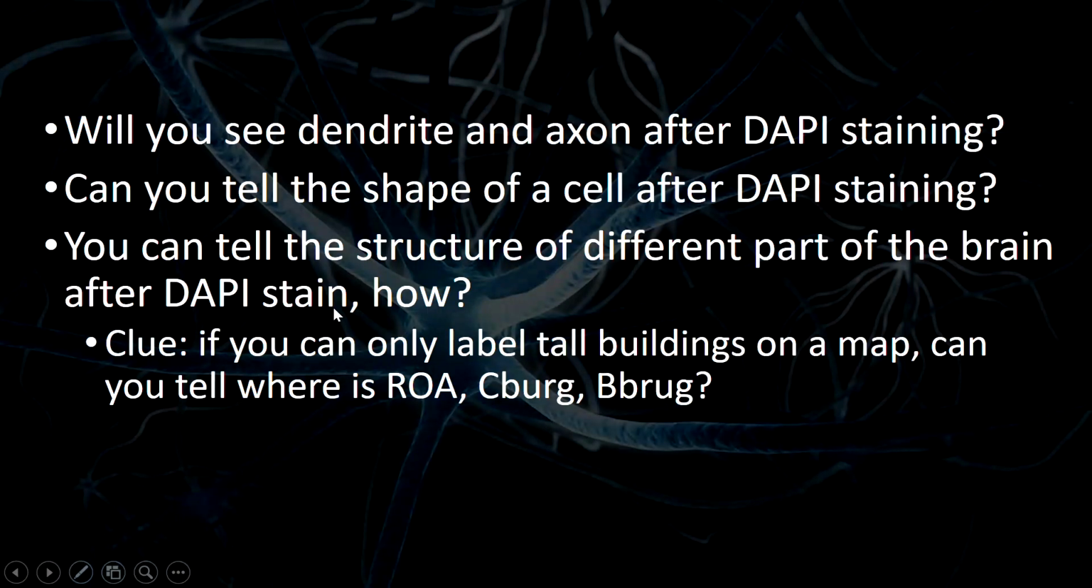And the answer is yes. The question is how. So here's a clue. If you can only label the tall buildings on the map, can you tell where is Roanoke, where is Christiansburg, where is Blacksburg? The answer is yes. How? By telling the density of the tall buildings, right? Roanoke will have a higher density of tall buildings. And coming back to our question, different parts of the brain will have different densities of nuclei. So that's how you tell the structures after the DAPI stain.